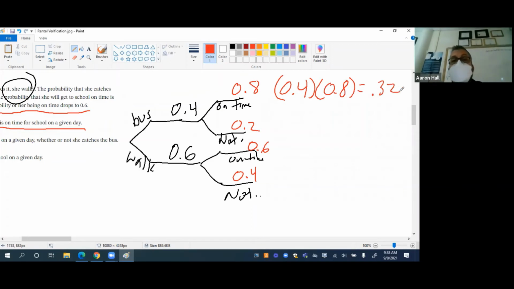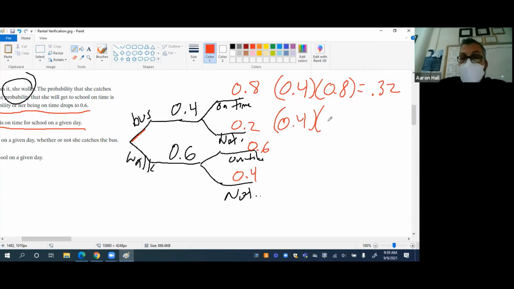In fact, we should be able to calculate all of these. What's the probability of catching the bus and not being on time? How do we calculate that? I get 0.4 times 0.2, which gives me 0.08. What's the probability I walk and I'm on time?